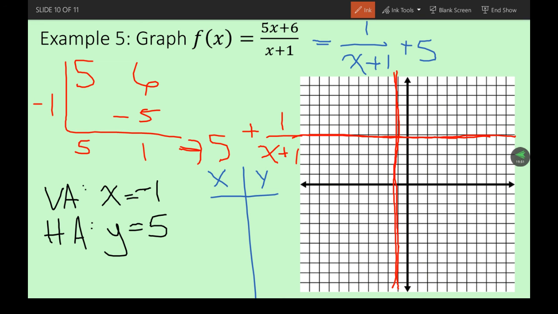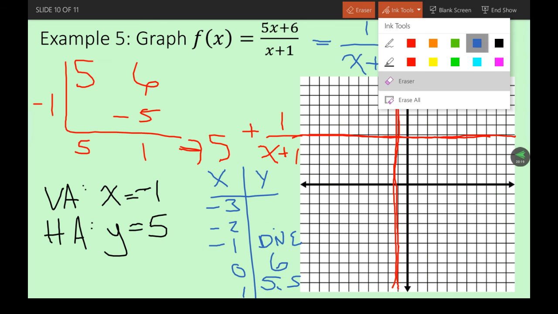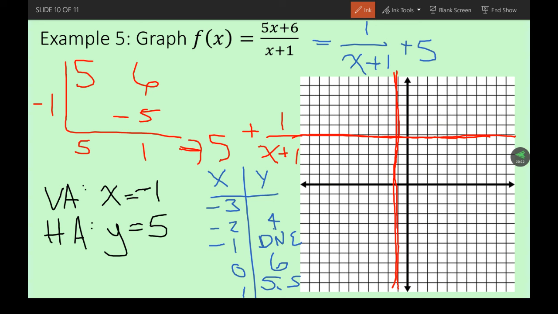All right, then let me just make a little xy chart. Make our middle number negative 1 here. Plug everything in. So when I plug in 0, I get 1 plus 5 is 6. Plug in 1, I get a half plus 5 is 5.5. I plug in negative 2, I get negative 1 plus 5, nope, it's 4. Plug in negative 3, you get negative a half plus 5, that's 4.5. All right, so you've got 0, 6, 1, 5.5, so boom, there's that piece. You've got negative 2, 4, negative 3, 4 and a half. So let me see, okay, there's that piece.